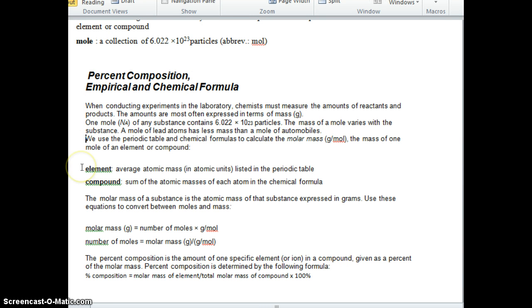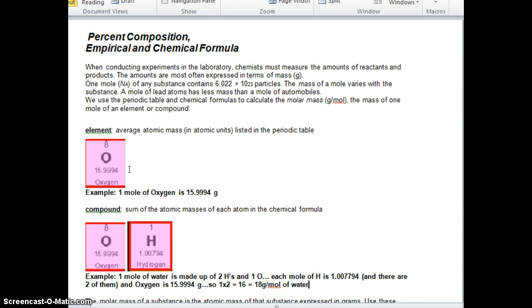We use the periodic table and chemical formulas to calculate the molar mass, or grams per mole, the mass of 1 mole of an element or compound. For an element, the average atomic mass in atomic units is listed on the periodic table. So I put a little screenshot of oxygen from the periodic table in my notes, and remember the top number, the whole number, tells how many protons. The number that is a decimal tells us the total of the protons and neutrons with all the isotopes. In other words, it's the mass number.